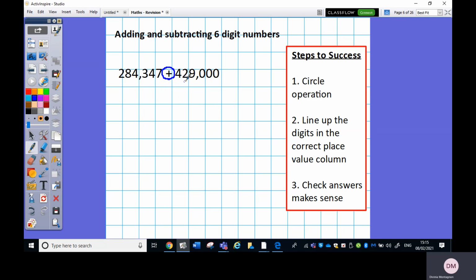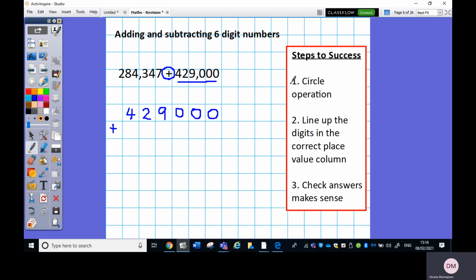However, I'm going to start with the largest number, because when we subtract, it's really important that we always place the largest number at the top. So I just want to start good habits now. I'm going to start with the largest number. So that's 429,000. And I'm going to add.